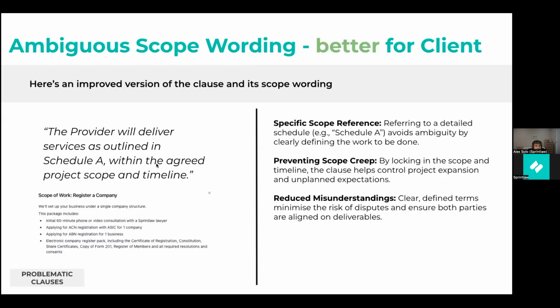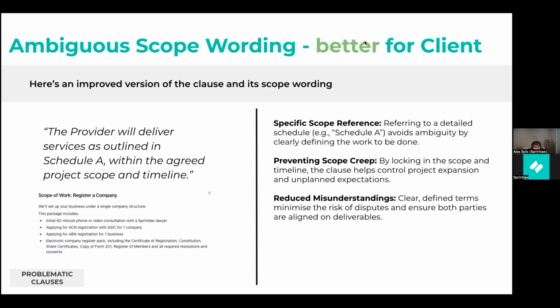So an alternative version of this clause is: the provider will deliver the services as outlined in Schedule A within the agreed project scope and timeline. So it's a lot more certain as to when things are going to be done, what's going to be delivered. It doesn't have that unending scope. And for those of you that have engaged us as clients, you'll note that we do this as well. We have scopes of work. We send out quotes. We'll send different line items.